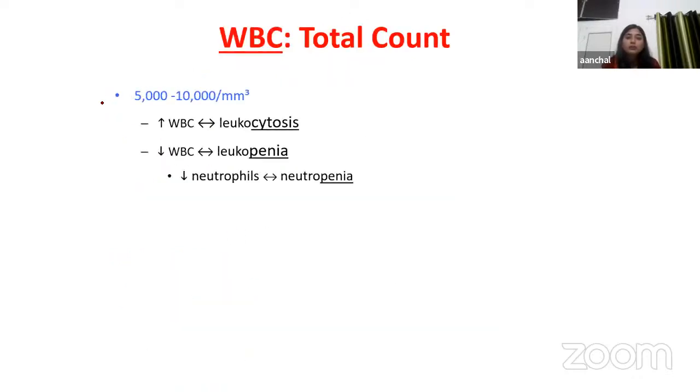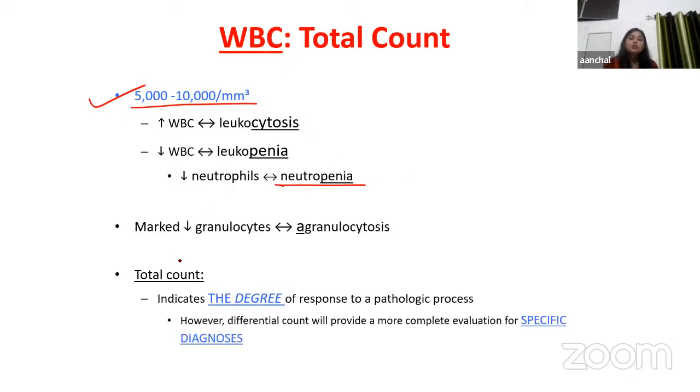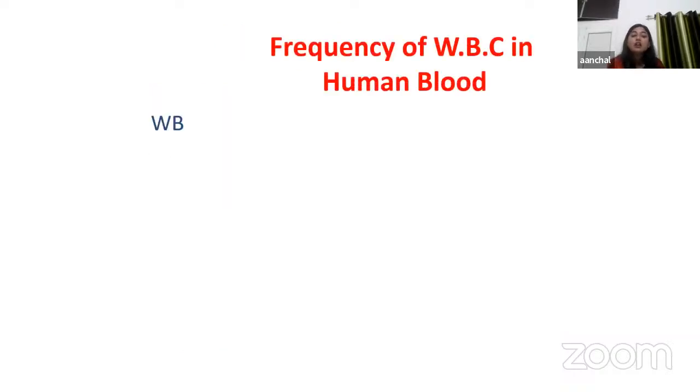So the total WBC count, we have 5,000 to 10,000. An increase in WBC count means leukocytosis, decrease in WBC count means leukopenia, and decrease in neutrophils means neutropenia. So total count indicates the degree of response to a pathological process. However, differential count will provide a more complex evaluation for specific diagnosis, as we have seen in the different variations.